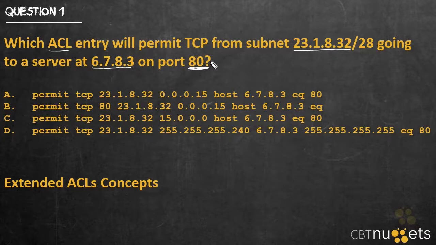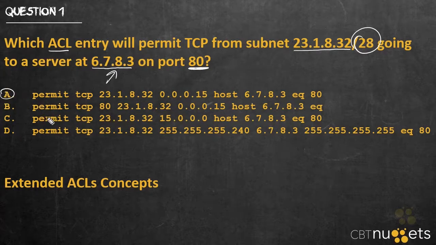All right, let's check these out together. Starting with option A, permit TCP from 23.1.8.32 with a wildcard mask of .15. So for a /28, the wildcard mask of .15 is a correct wildcard mask. So far so good. And for the destination, if it's going to host, meaning all 32 bits of 6.7.8.3, that looks good. And if the TCP port equals the destination port of 80, I think that A looks great.